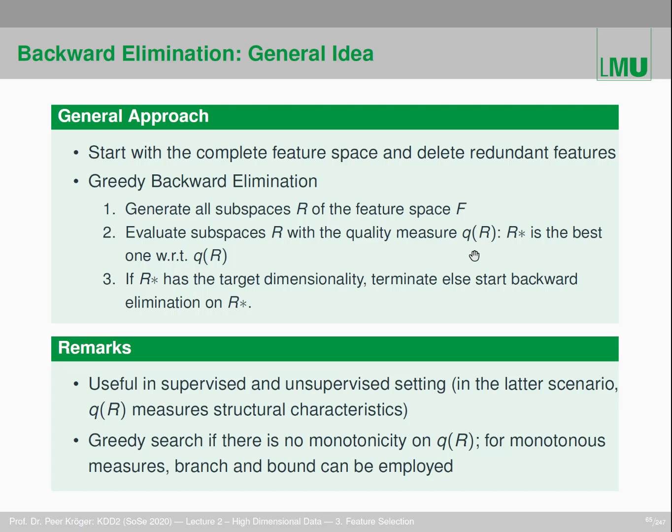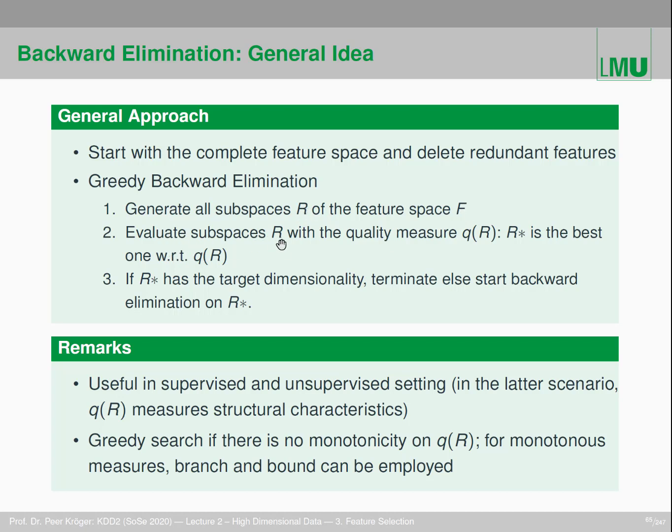Now we start with the complete feature space and delete the worst features, the most redundant features, or the most irrelevant features. In that case, the most redundant features actually. And greedy backward elimination is you just generate all subspaces of the feature space initially, f. So f is n-dimensional, and you generate all n-1 dimensional subspaces of f.